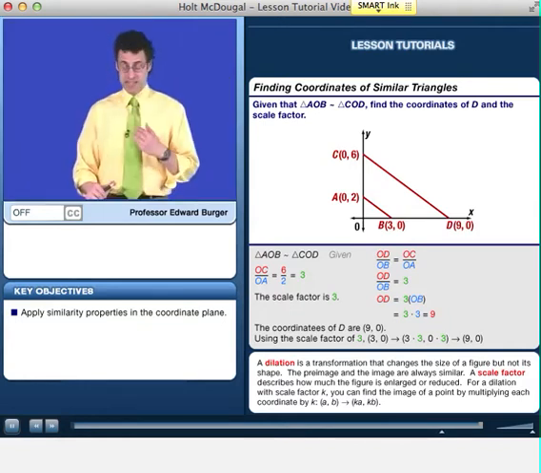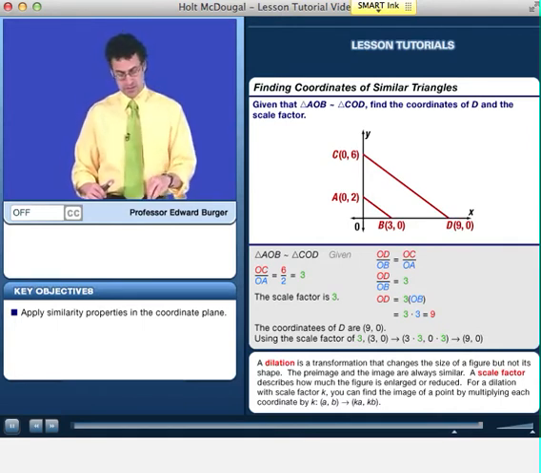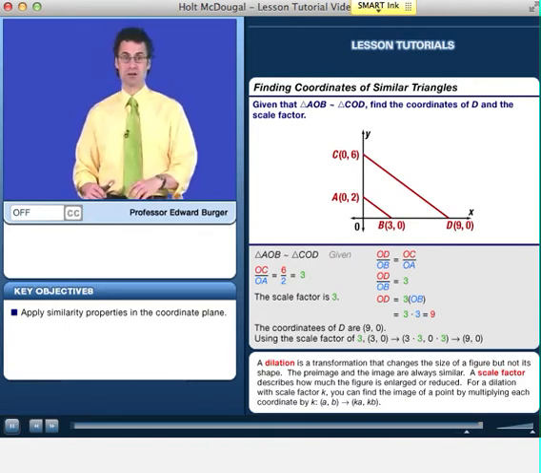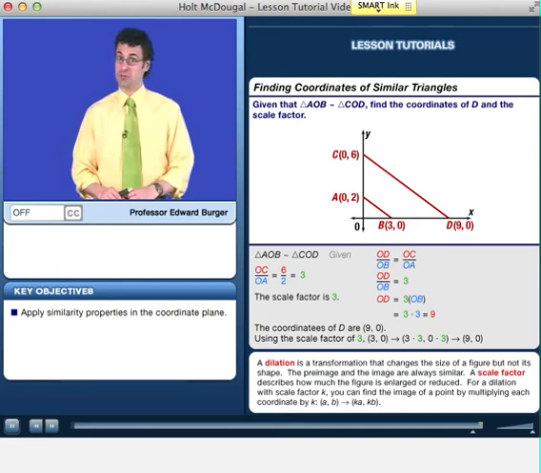So you can see scale factors really coming into play. Even when we have similar triangles, we can figure out the appropriate dilation that goes from one of the triangles to its similar, I don't want to say twin, but let me just conclude with cousin.